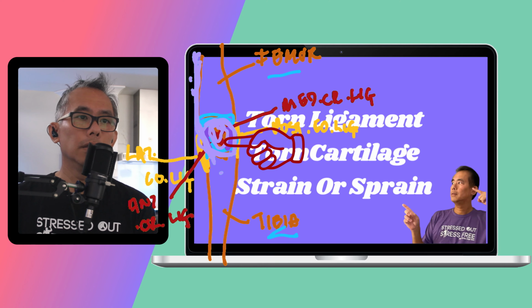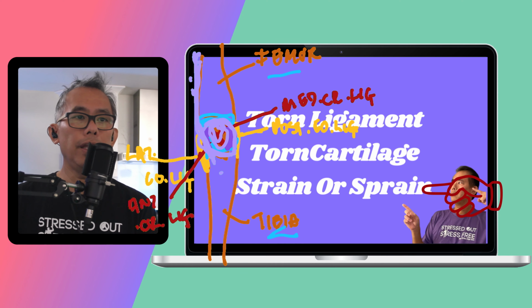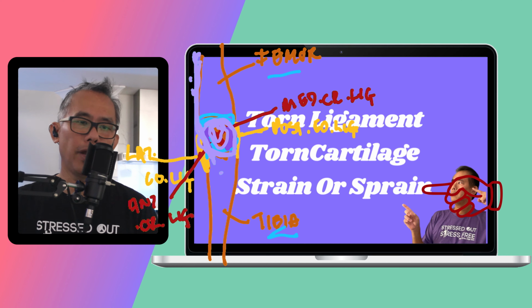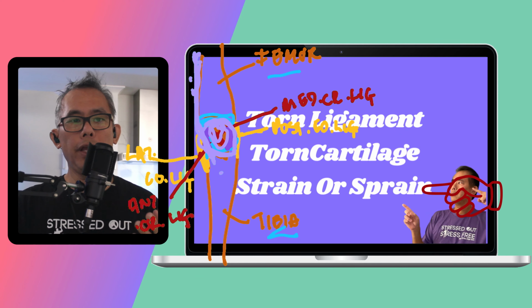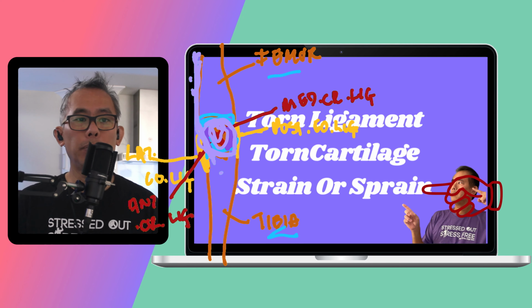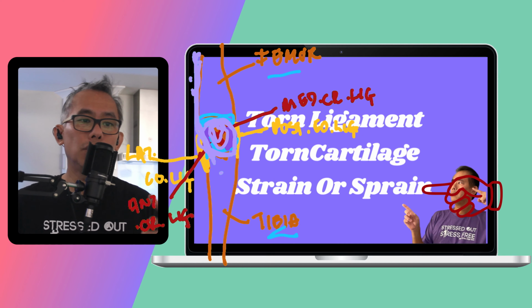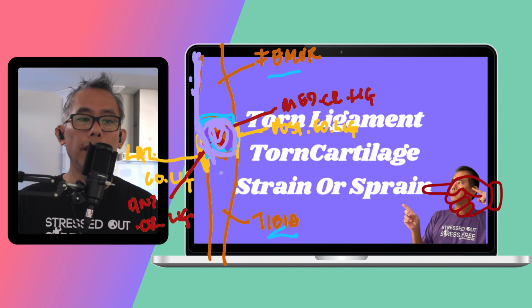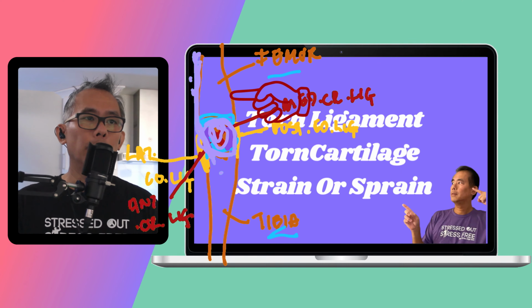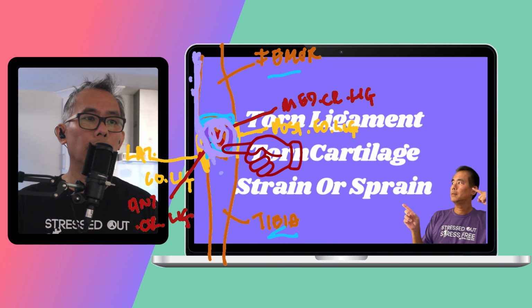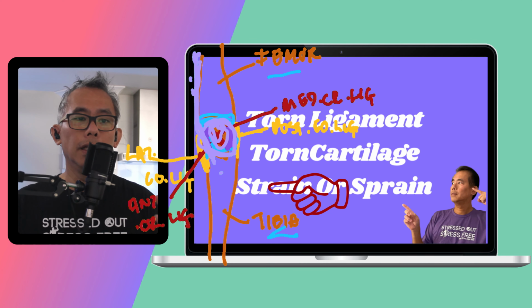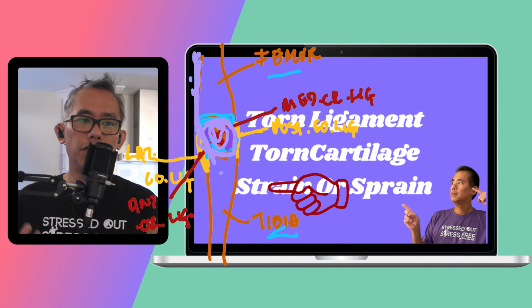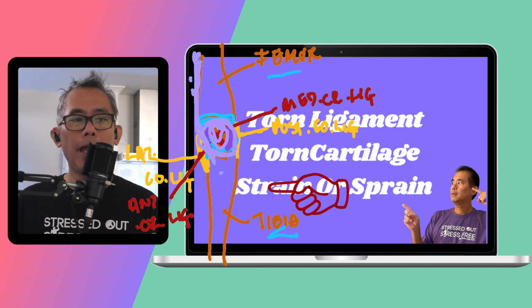Oh, sorry, I forgot. Okay, we have strain and sprain. So what is strain and what is sprain? Basically, they are minor injuries to the ligament caused by a sudden unnatural twist. Strain involves an injury of the muscle itself, the band of tissue. So basically, it's the muscle itself. It's not the bone.